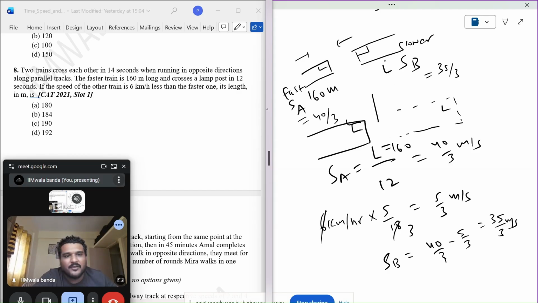Now what is the length of the slower train? So what is L? We need to find out L.